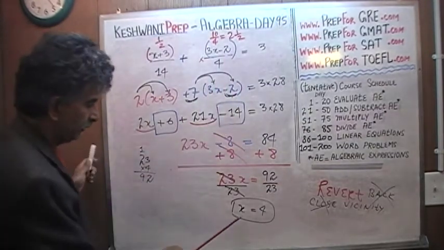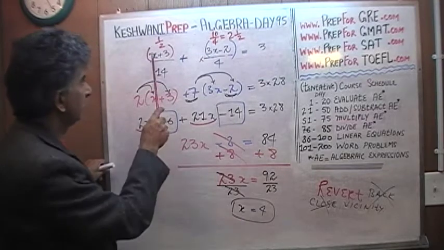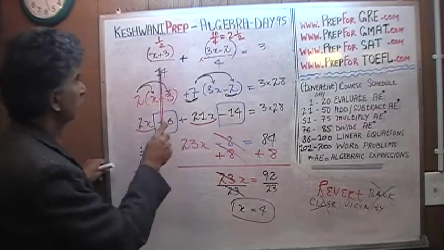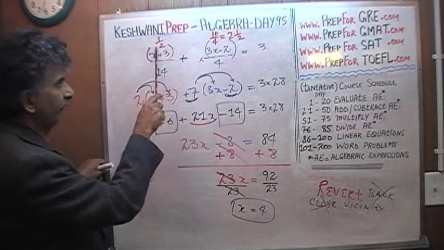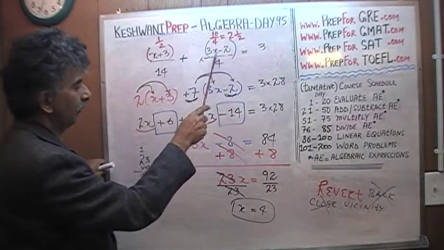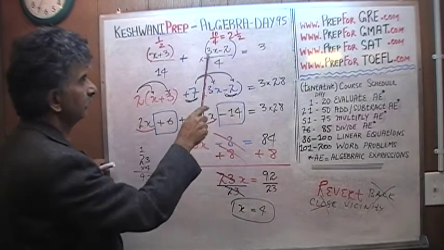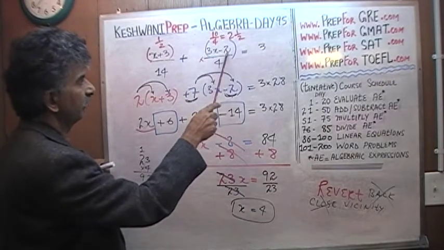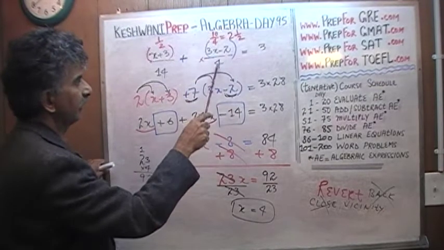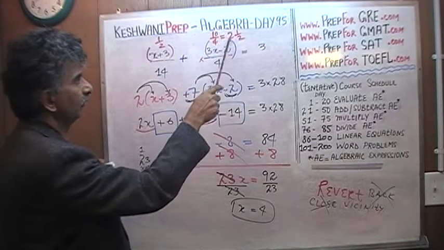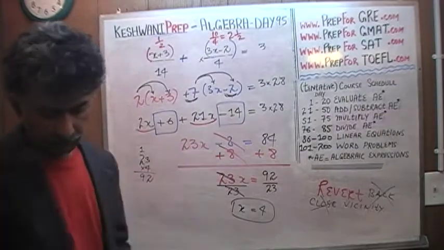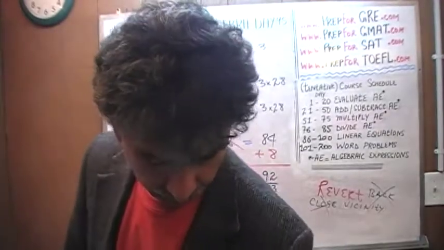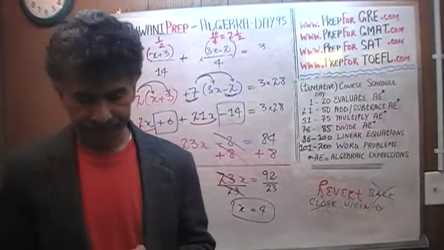One more time, I'm going to show you. x equals 4, and we're putting it back in here. 4 plus 3 equals 7. 7 divided by 14 is half. Let's put x equals 4 here. 3 times 4 is 12. 12 minus 2 is 10. 10 divided by 4 is 2.5. 2.5 plus a half gives us the 3 that we need. Looks like everything is hunky-dory.